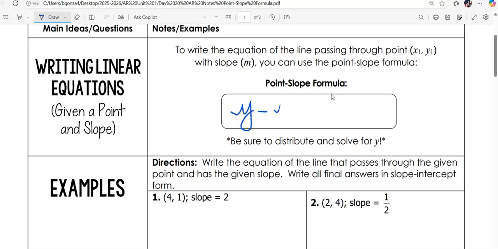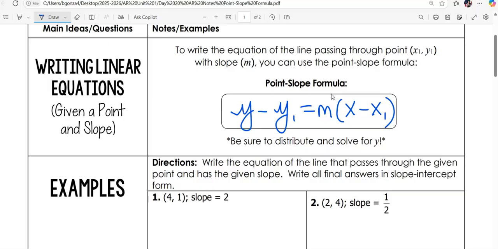y minus y1 equals m times x minus x1. I shouldn't see phones. Put away. Now, y minus y1 equals m times x minus x1.